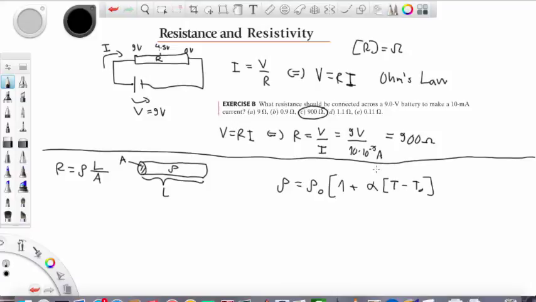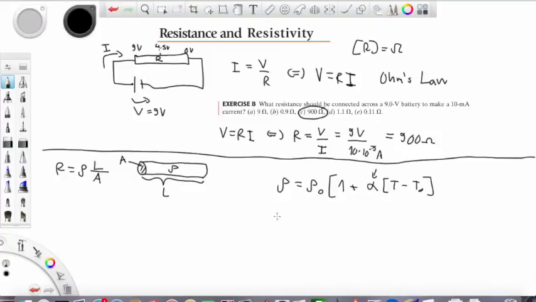This constant here is positive, so it means that higher temperature will increase the resistivity. And this comes from the fact in conductors that with higher temperature, the molecules or atoms in the conductor, let's say copper, will vibrate more, and they're more likely to impede the electrons and cause more resistance.